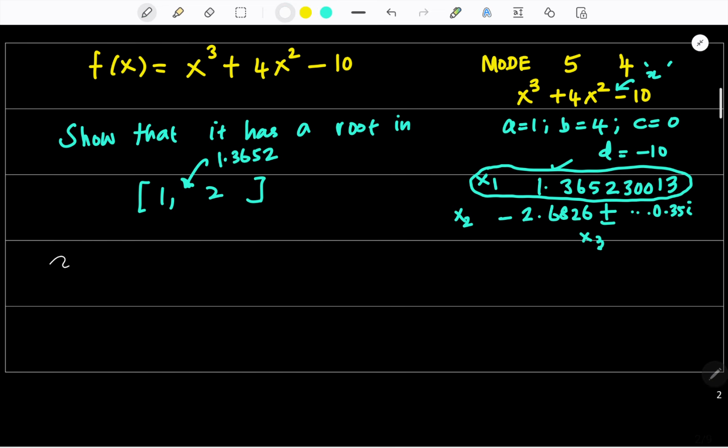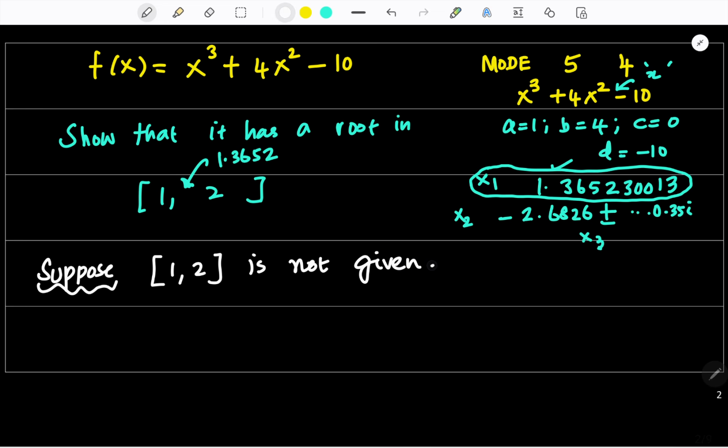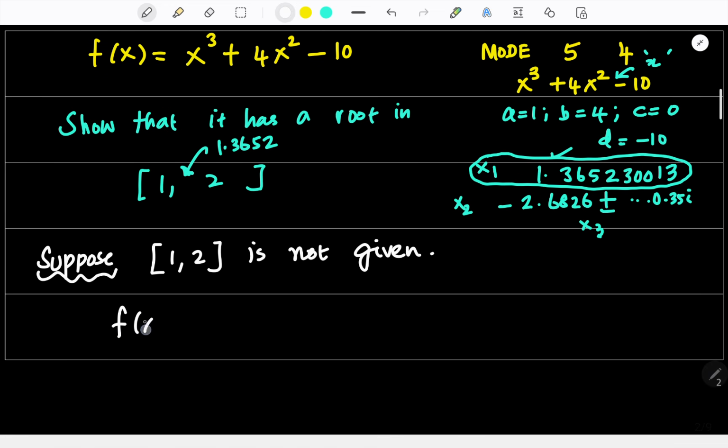I'm coming to your point. Suppose the 1 comma 2 is not given. How do I know the root is this one? You need to do some more steps. What is that? I will tell you. So take your equation f of x equals x cube plus 4x square minus 10.